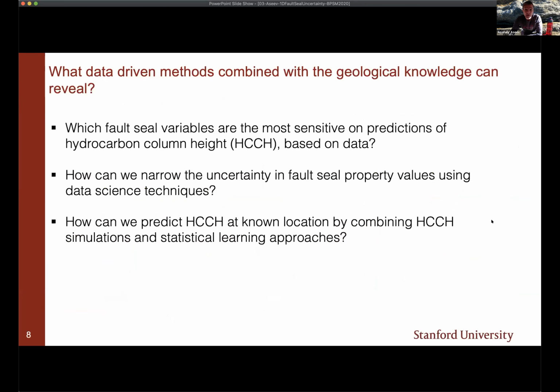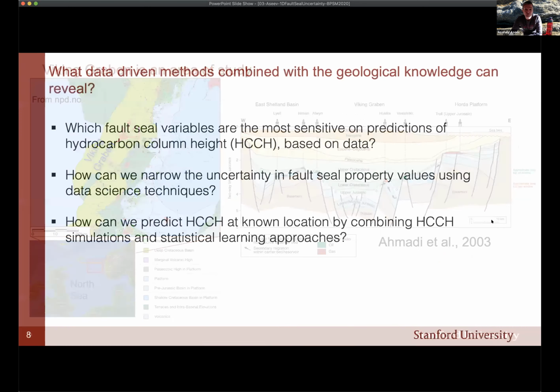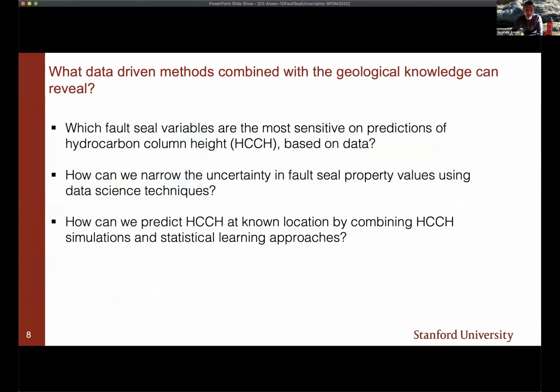Thus, the main motivation for this work is to see if we can use data-driven methods to reduce uncertainties and effectively predict column heights at known locations using both data, because we have lots of data along the well, and geological knowledge. Also, we can answer such questions as what fault seal variables are the most sensitive on predictions of column height held by the fault.